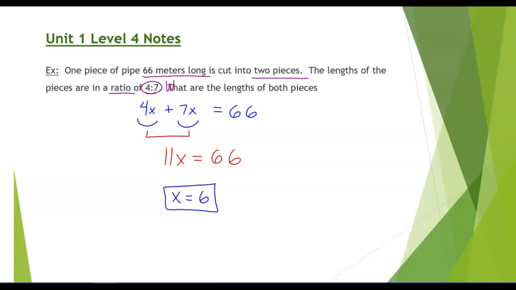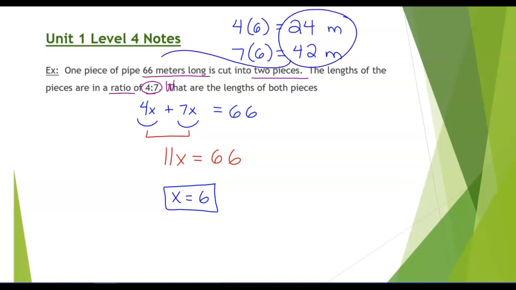We know that 4 times 6 is the smaller piece, and 7 times that same factor, 6, is 42. So we have 24 meters and 42 meters, and that total is 66. So that was pretty fast.